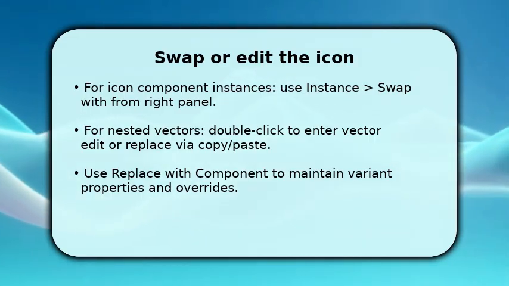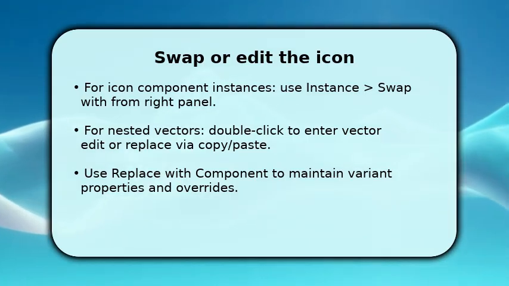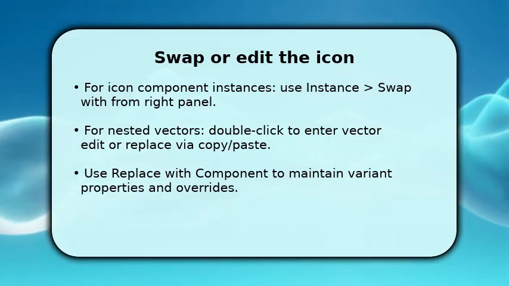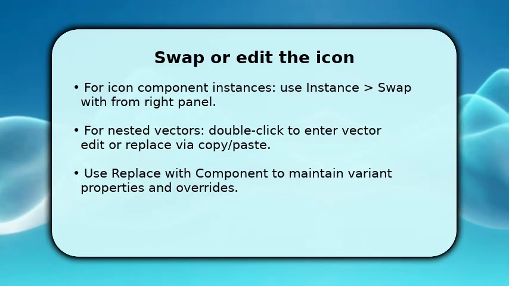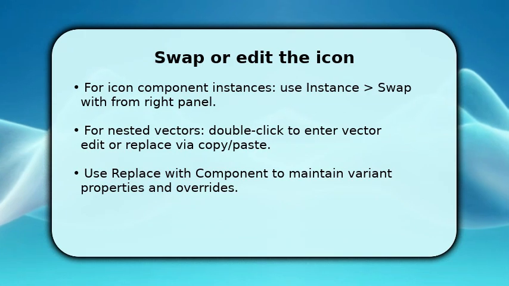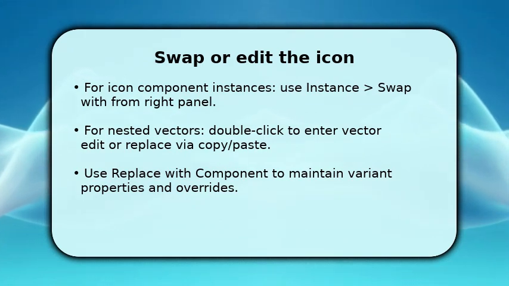If the icon is a vector nested inside the component, double-click to enter the group, then paste or draw the new vector. Make sure constraints and layout grid remain consistent. Also update auto layout spacing or masks if the new icon has different bounds, so layout doesn't shift.